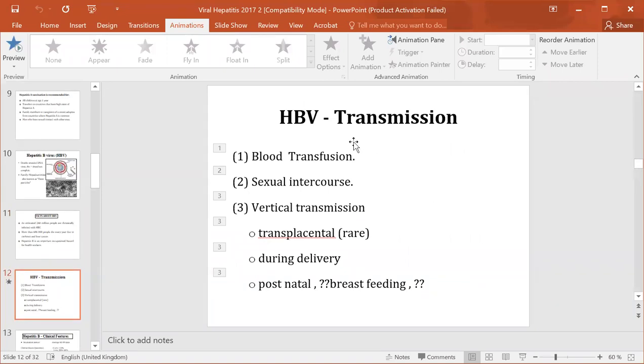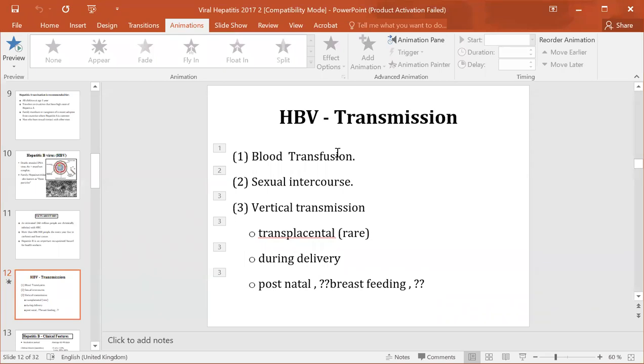So, transmission. How is this virus transmitted? Through a number of routes. Number one, blood transmission. So someone who has the virus, either in acute or chronic condition, when they give blood to a blood recipient, then the blood recipient will acquire the virus. And that's why it is mandatory that all blood that is transfused is screened for hepatitis B virus.